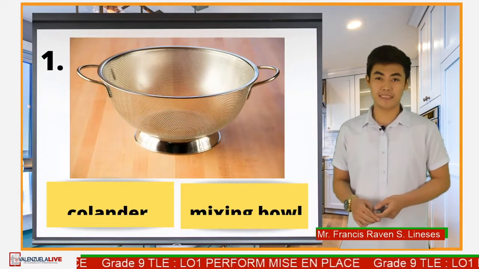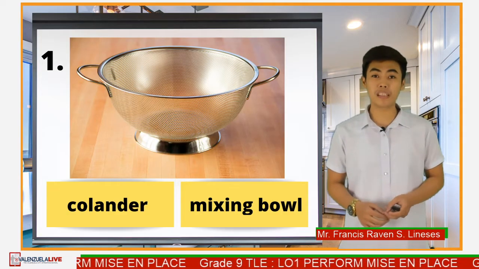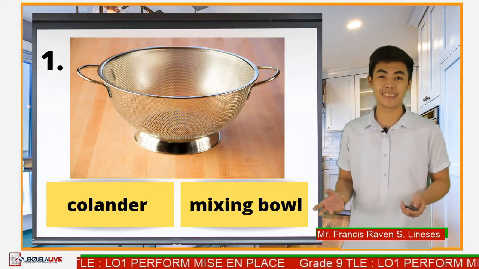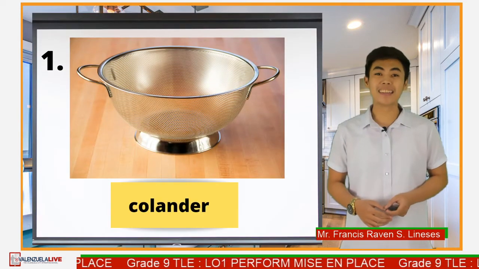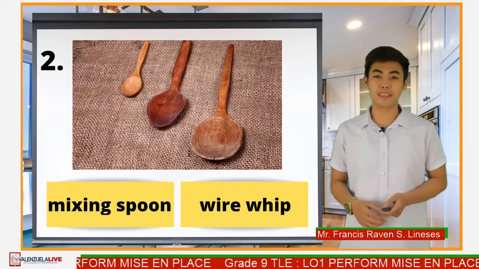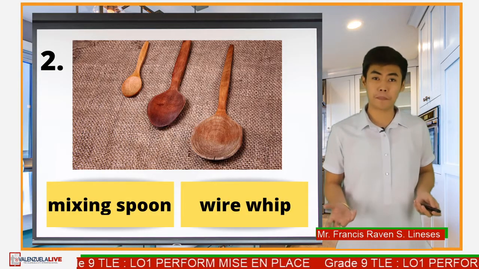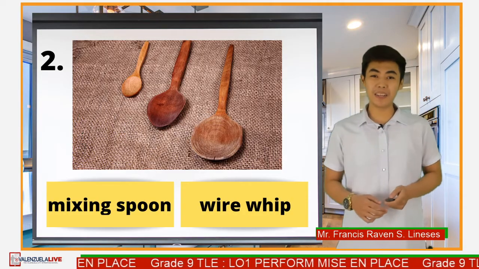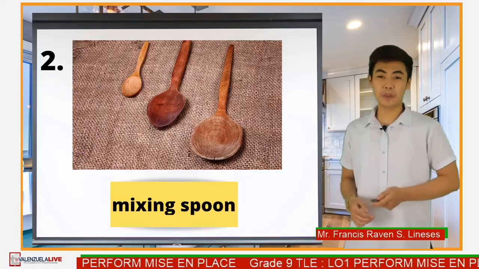Picture number 1. The choices are colander and mixing bowl. What do you think is the answer? Great! If your answer is colander, then you are correct. Picture number 2. The choices are mixing spoon or wire whip. What is your answer? Very good. The correct answer is mixing spoon.